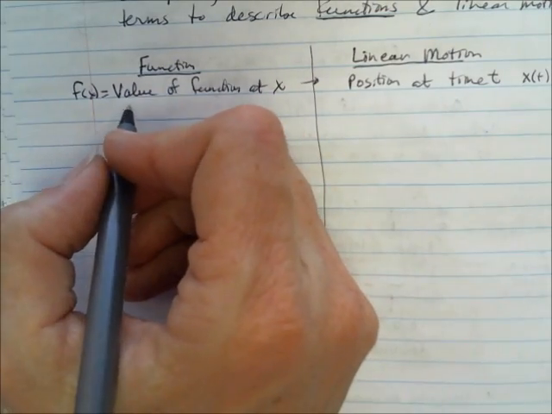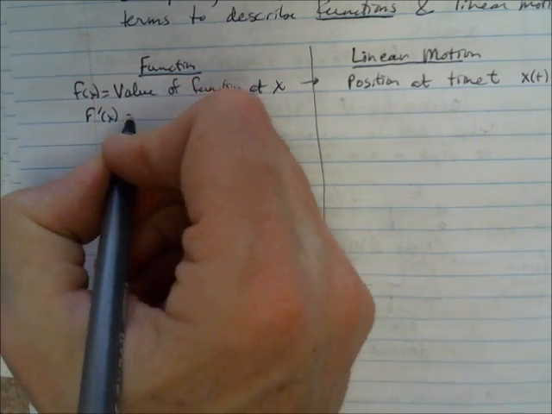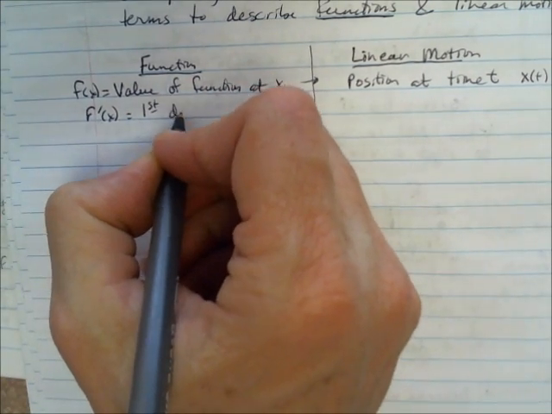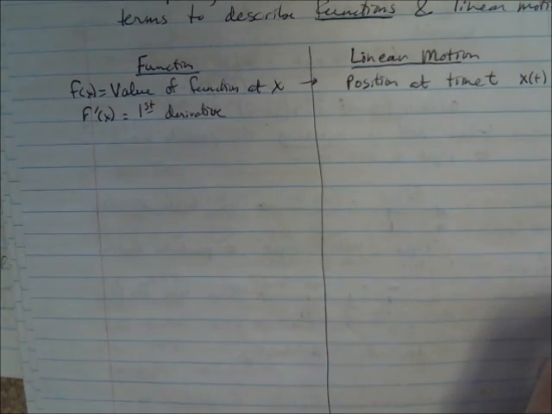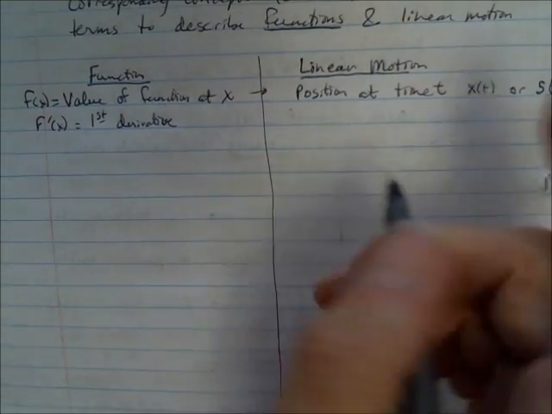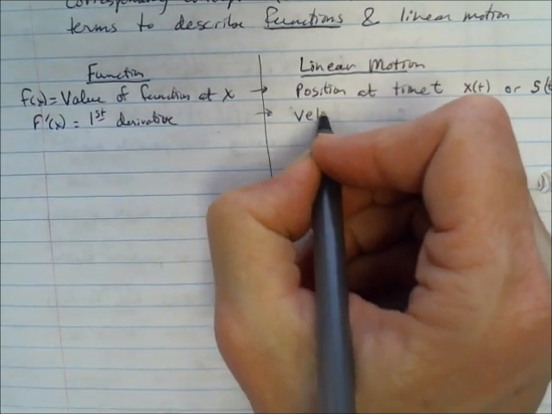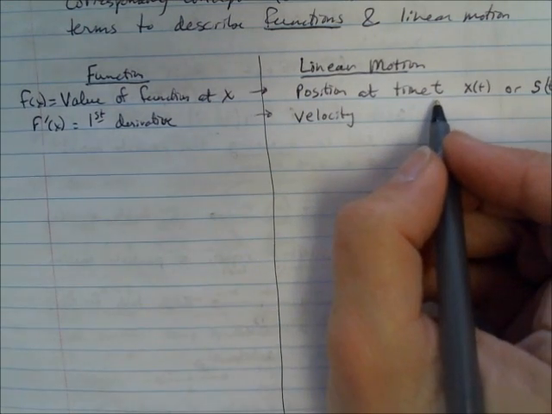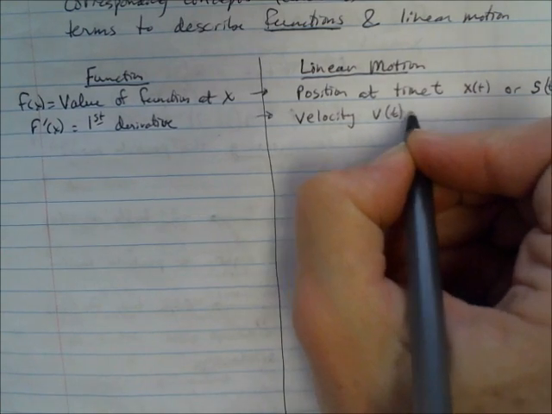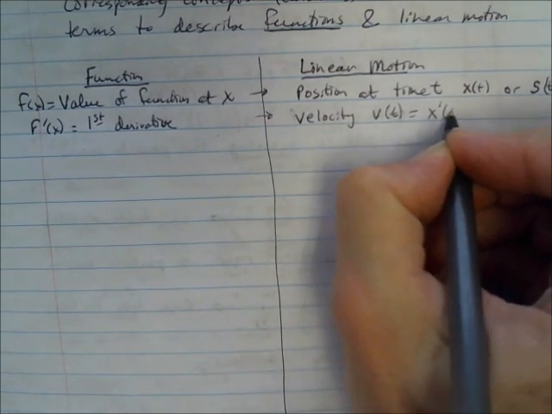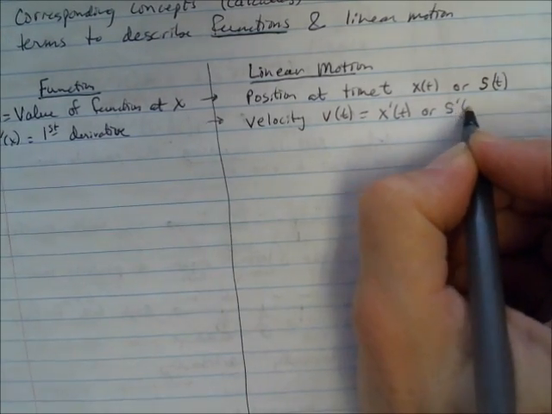When we're talking about function notation, we do f prime of x, which is the first derivative, which gives us a slope, or it gives a local min or max. But when you're talking about linear motion, that means velocity. The first derivative of the position function, v of t, is equal to x prime of t, or if you're using the notation s of t, it would be s prime of t.